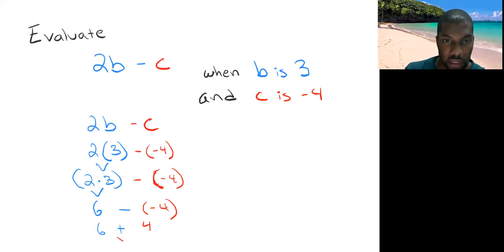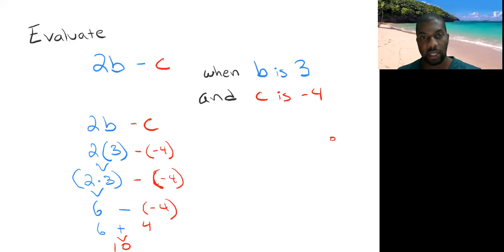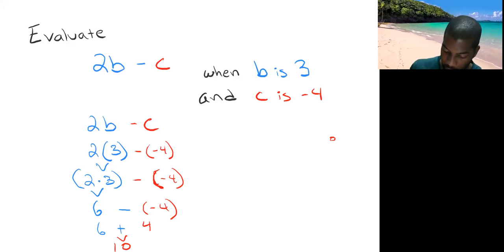There it is. 6 plus 4, because 2 negatives is a positive, and then you get 6 plus 4, which is 10. All I did, again, is substitute the b for 3. Because they're hugging each other, it's a multiplication problem, 2 times 3, 2 times 3 minus c. c is -4, it's not 4, it's -4. So the opposite of a negative is a positive, so 6 plus 4 is 10. There you go. Let's try another one.